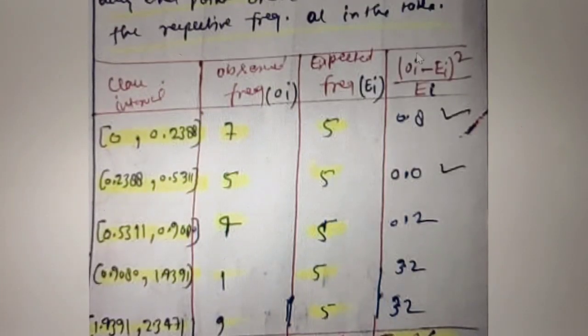Now we have to implement our chi-square formula, which states that observed frequency minus expected frequency, squared, divided by expected frequency. When we do 7 minus 5, square it and divide by 5, we get 0.8. Again, 5 minus 5 gives us 0, so no need to calculate further, it will be 0. This will be 0.2, this will be 3.2, and 3.2 respectively. We can calculate these chi-square values for each interval.